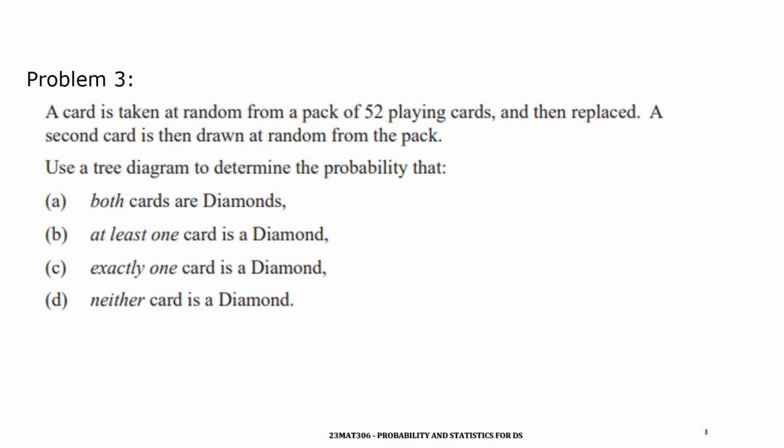A card is taken at random from a pack of 52 playing cards and then replaced. A second card is then drawn at random from the pack. Use a tree diagram to determine the probability that both cards are diamonds, at least one card is a diamond, exactly one card is a diamond, and neither card is a diamond.